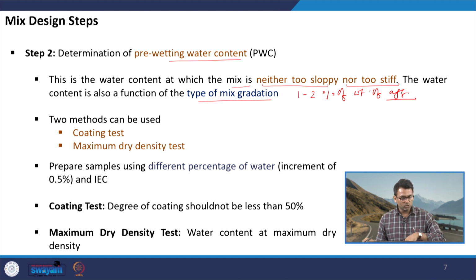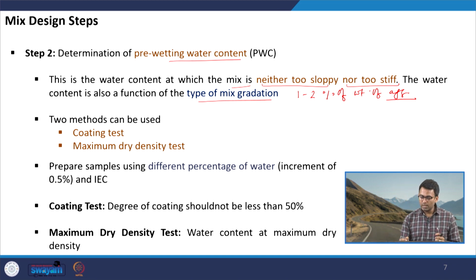Now, this range depends on various factors. So, two methods can be used to determine the pre-wetting water content. One is the coating test and the other is the maximum dry density test. Okay. So, what do we do here?